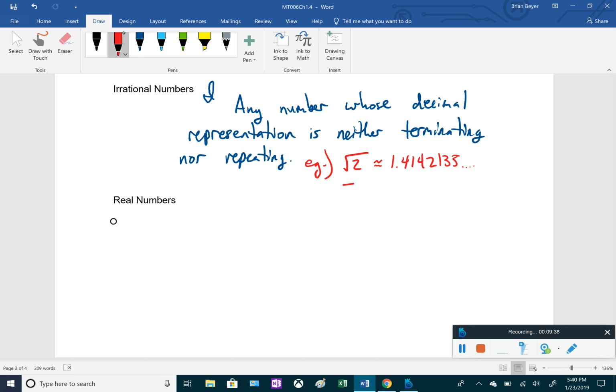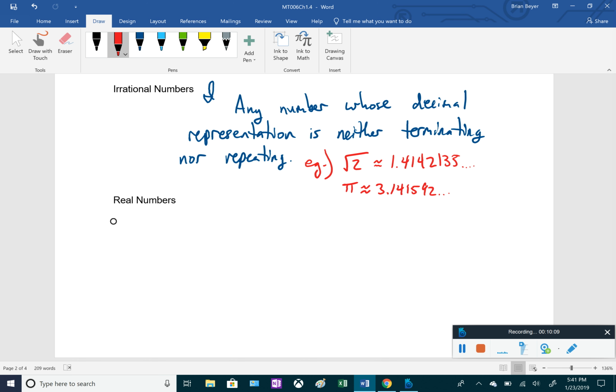So another one is going to be pi. Pi is an irrational number, and pi is approximately 3.141592 and so on. It keeps on going forever and it's never going to repeat itself. So we cannot represent either of those numbers as a ratio of two integers. Something like square root of 3, square root of 5 would also be irrational.